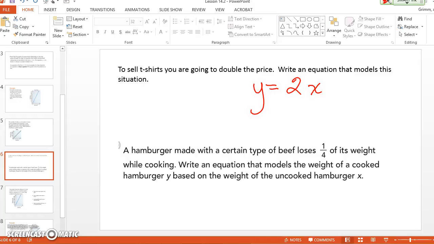As they cook it and all that yummy grease falls off of it, it doesn't weigh a quarter pound anymore. Write an equation based on the weight of the uncooked hamburger x. Thoughts on that? I didn't understand what you said about that. Did you say that it weighs less than before you cook it? Yes. Okay.